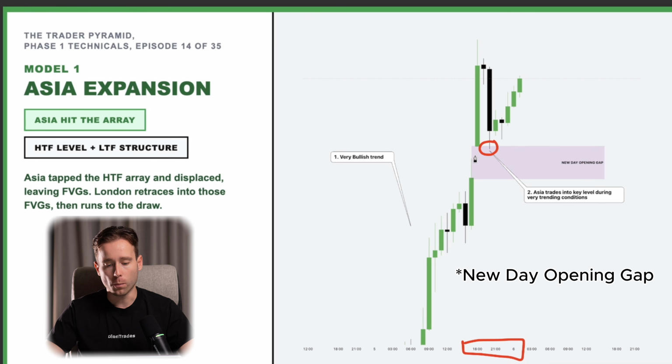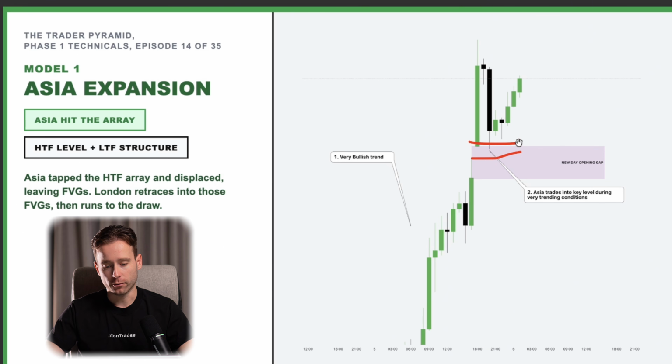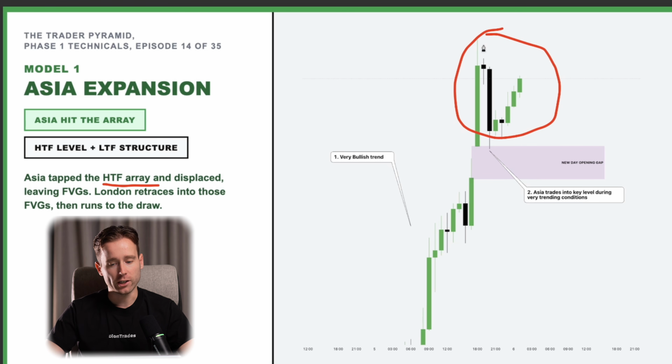That's the new week opening gap, the volume imbalance and the gap right here. And what we are looking for is when Asia session trades into that key level, that it already displaces higher. It also leaves a fair value gap, and also it invalidates this bearish fair value gap. So there's where you need to pay attention during the London session for a potential Asia expansion model.